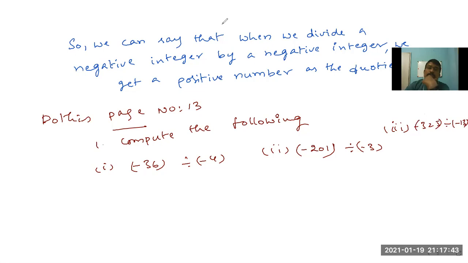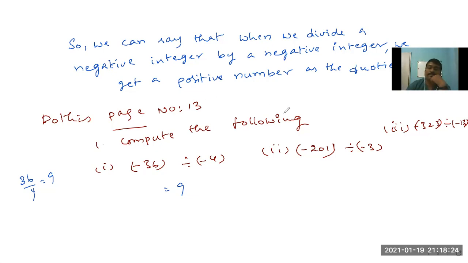Okay, so minus 36: first, you consider that these are not integers. First, you can make them negative natural numbers. 36 by 4, as usual: 4 times 9 is 36. Then only you can consider that these are two negative numbers. We can say that when we divide a negative integer by a negative integer, we get a positive number as the quotient. Okay, first you assume that they are natural numbers; you can easily remove those minus signs.